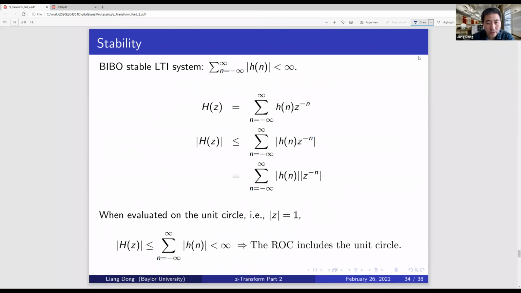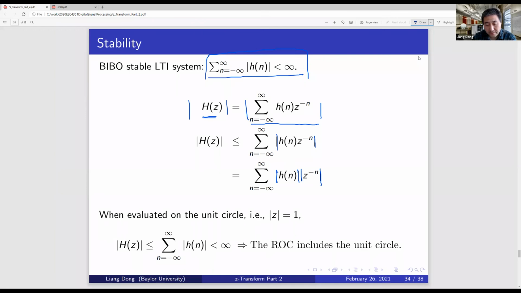If I have a system that's stable, BIBO stable, bounded input, bounded output stable, we know that we need to have this absolute summability property on the impulse response h[n]. So looking at the Z domain, H(z) is equal to this, right? This is simply the definition equation of the Z transform. So the absolute value of H(z) is less than or equal to, putting the absolute value inside the sum, and then you can put the absolute value on each term, less than or equal to that.